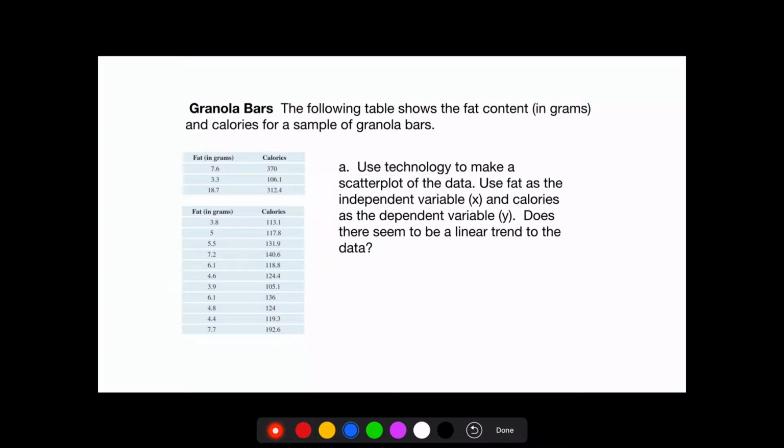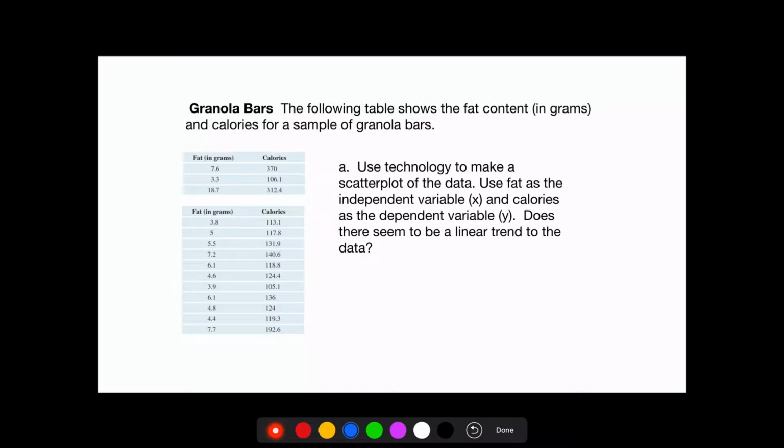Granola bars. The following table shows the fat content in grams and calories for a sample of granola bars. I'll read the data in the table. The first number will represent fat and the second number will represent calories.